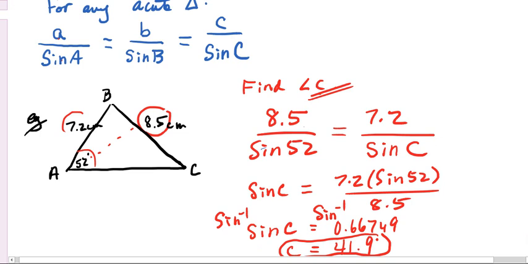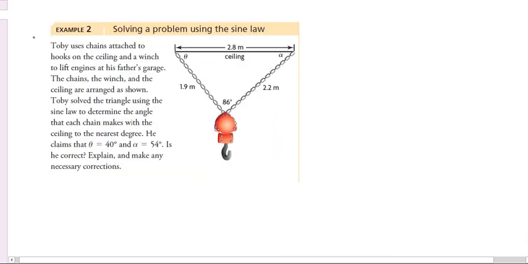Let's do one more. In this example, Toby uses chains attached to hooks on the ceiling and a winch to lift engines at his father's garage. The chains, the winch, and the ceiling are arranged as shown in the diagram here. Toby solved the triangle using the sine law to determine the angle that each chain makes with the ceiling to the nearest degree. He claims that theta, a Greek letter, equals 40 degrees.